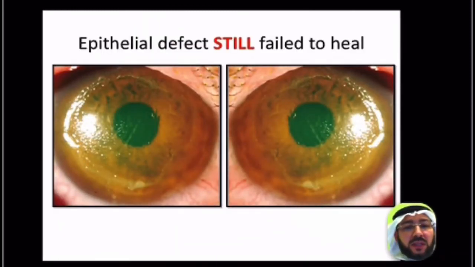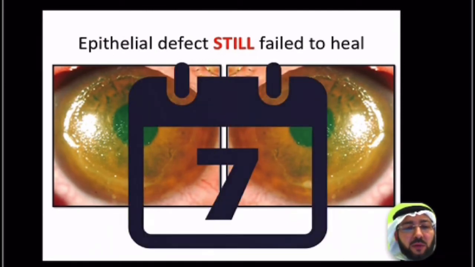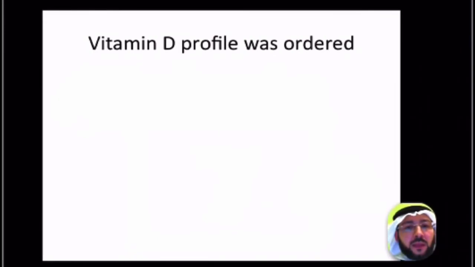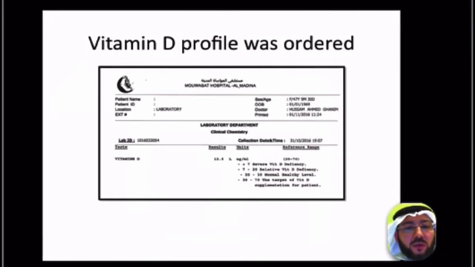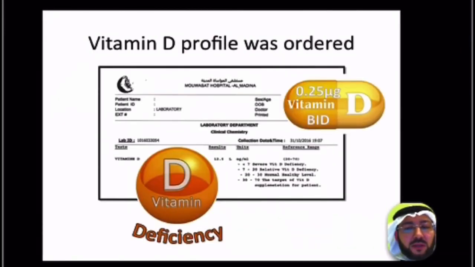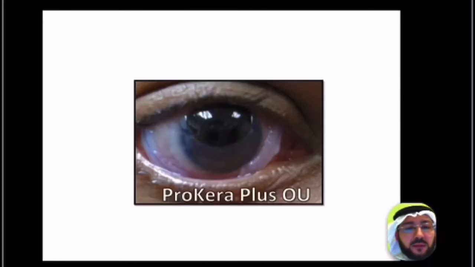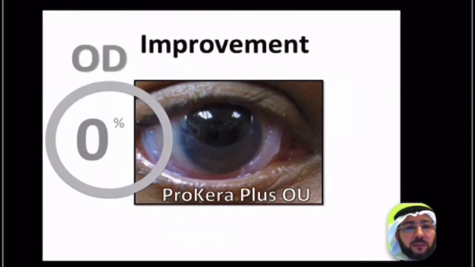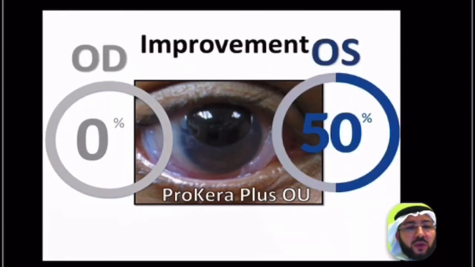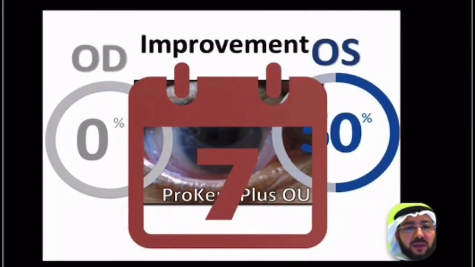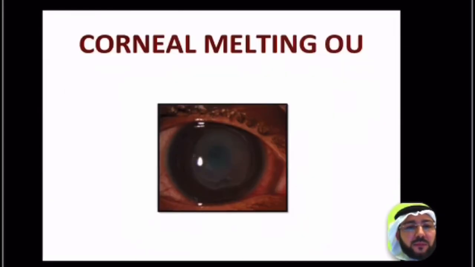Her epithelial defect still failed to heal, and she still had a large corneal epithelial defect in both eyes 7 days later. So her vitamin profile was ordered, and she was found to be vitamin deficient. So she was started on 0.25 micrograms twice daily of vitamin D. Prokera Plus was placed in both eyes, which is an amniotic membrane contact lens. Her improvement was 0 in the right eye and 50% in the left eye 7 days later.